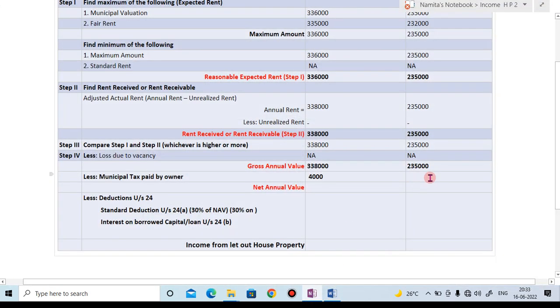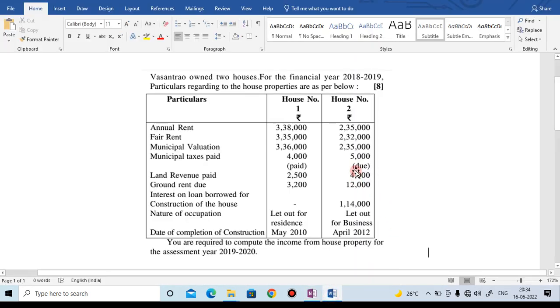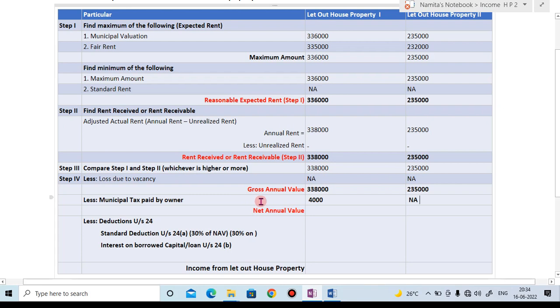Okay, if it is unpaid, due municipal tax, then we cannot deduct it from gross annual value. That's why not applicable. Okay, for house number 2 municipal tax paid is not applicable. Why? Because it is due. Only house number 1 4,000 is paid, hence we will deduct it from gross annual value, and after we deduct it from gross annual value we will get net annual value.